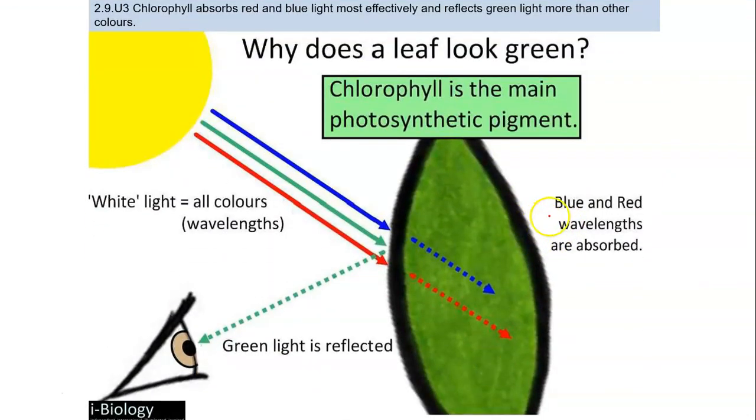I think we have already discussed this. This is a green plant which includes chlorophyll. It reflects green light. So that's why we see it as green, and it absorbs blue and red light.